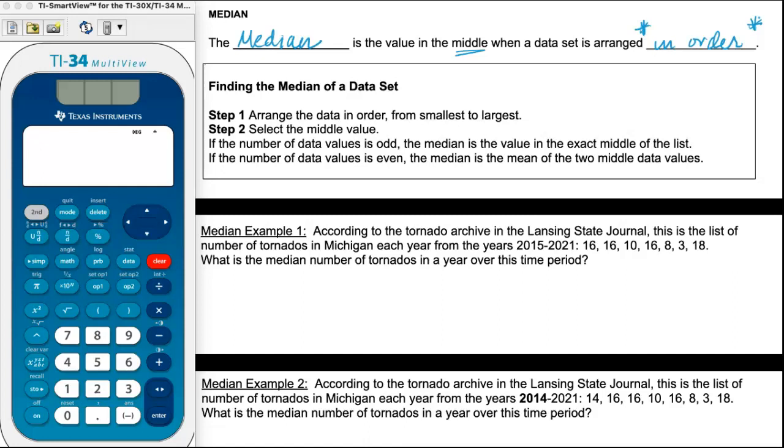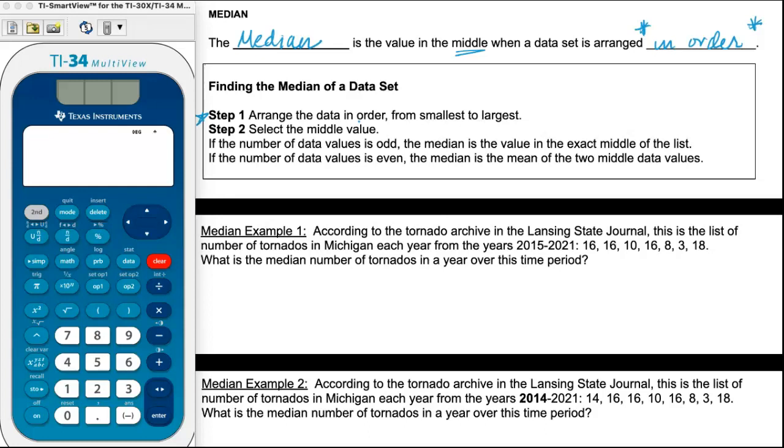And 9 times out of 10, if students make mistakes on these median problems, it's because the data set is not in order. So you'll see it's step 1. It says arrange the data in order from smallest to largest. So we're going to do that first, and then we're going to select the middle value. And depending how many numbers are in the list, finding the middle value might look a little different. So let's jump into example 1 and we can see what I mean.